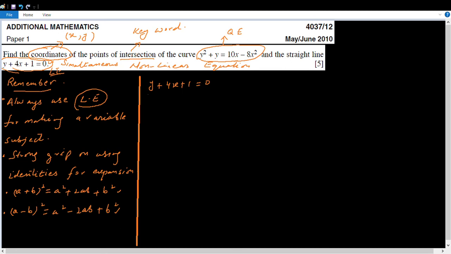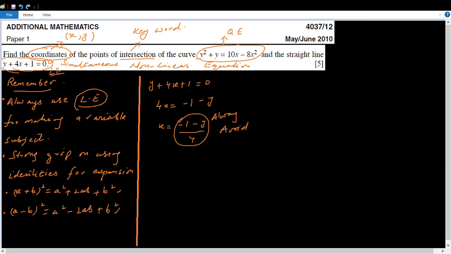For example, I show you, if I make x subject, then I will write x is equal to minus 1 minus y over 4. This is a fraction form. Always avoid, don't go for it, never go for it.